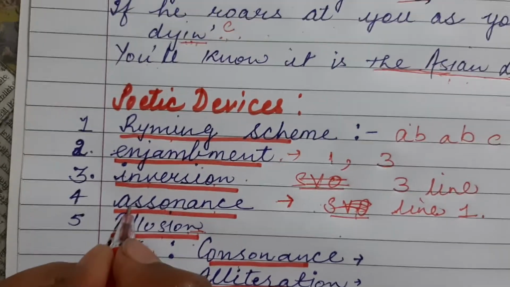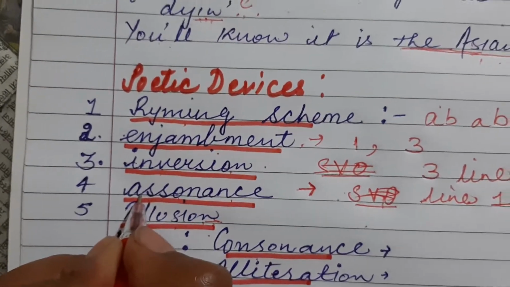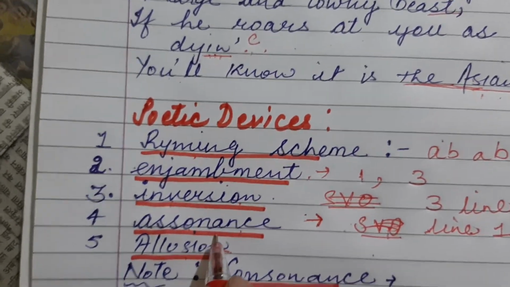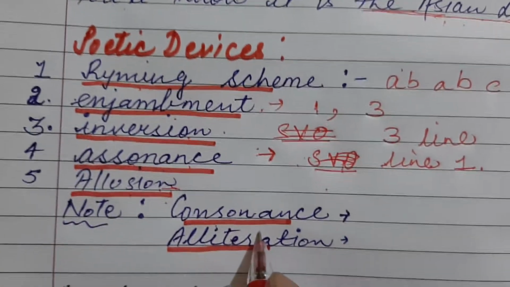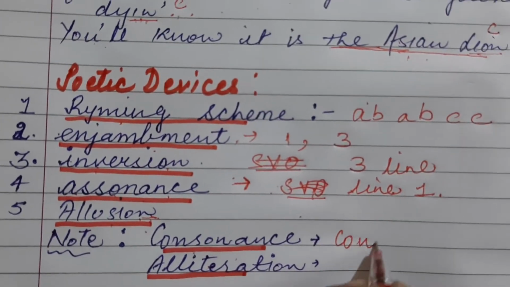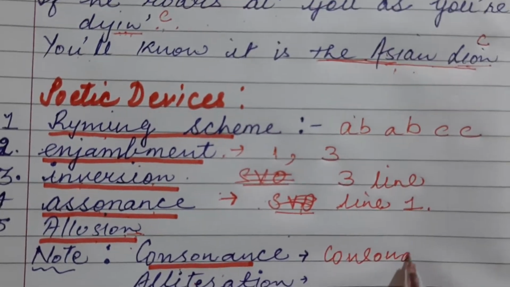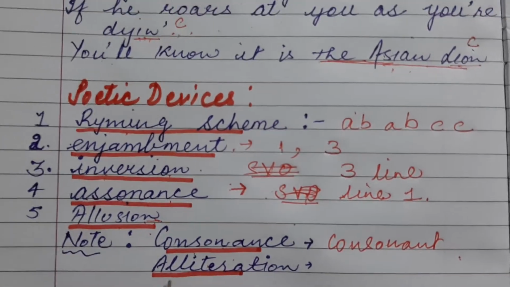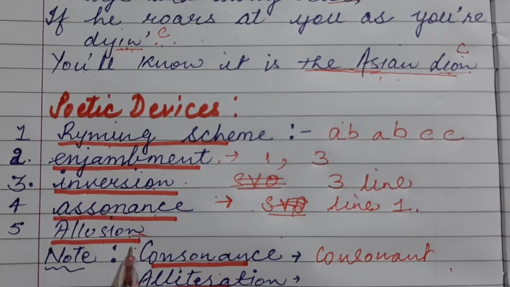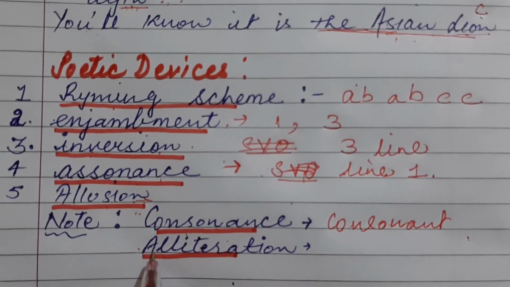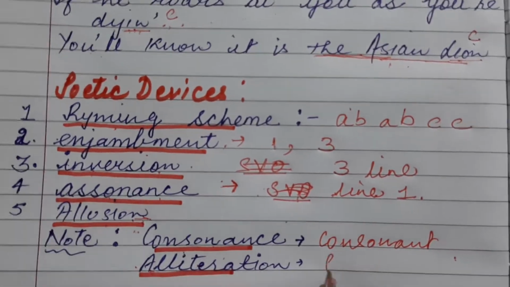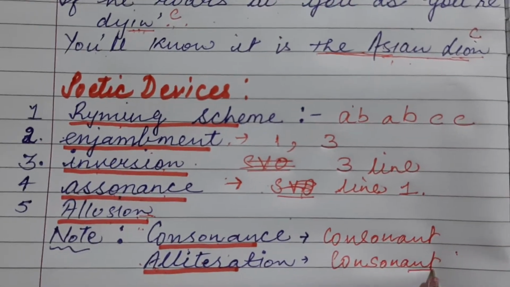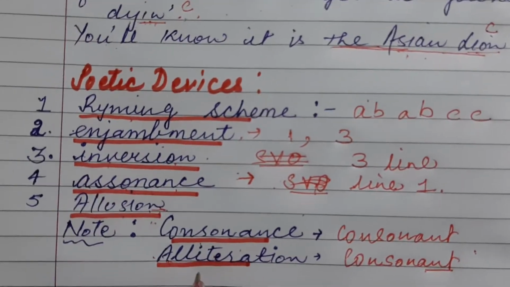Students, I told you about the use of assonance. The repeated vowel sound is called assonance. Similarly, when a consonant sound is repeated, that is called consonance. And what is the difference between consonance and alliteration then? Because when the consonant sound is repeated in a sentence, that is called alliteration.